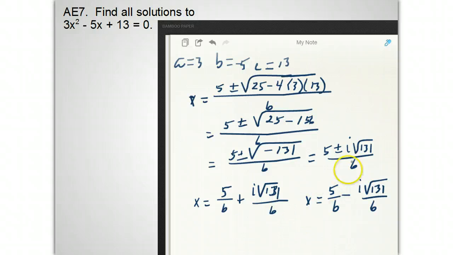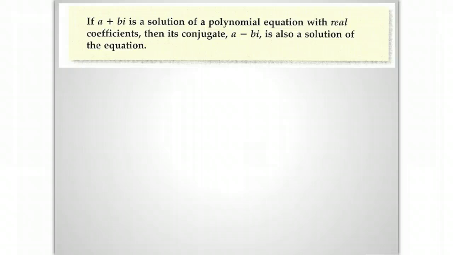These are complex conjugates, and it's something to note, a kind of important point, that if a plus bi is a solution of a polynomial equation with real coefficients, then its conjugate, a minus bi, is also a solution, which is very helpful, because if we found one complex number solution, we always know its complex conjugate will also be a solution, and that's what happened with this example that we just completed. So that's the end of both parts A and B of lesson 4.5, complex numbers.